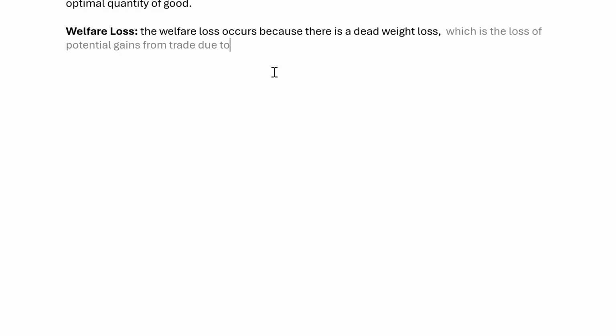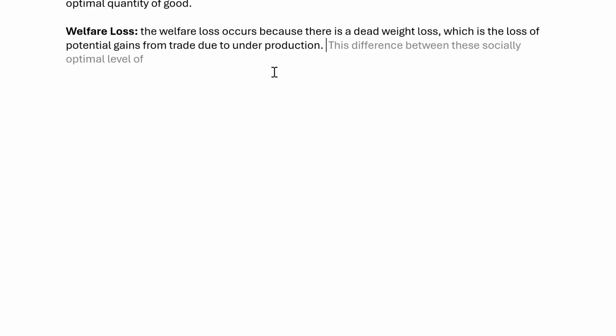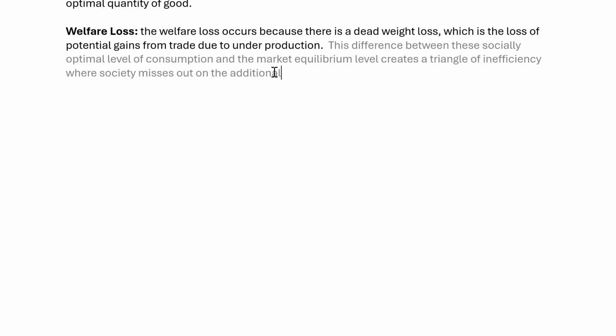The welfare loss occurs because there is a deadweight loss, which is the loss of potential gains from trade due to underproduction. This difference between the socially optimal level of consumption and the market equilibrium level creates a triangle of inefficiency where society misses out on the additional welfare that could have been gained if more of the good were consumed. This is depicted by the triangular area in the diagram above.